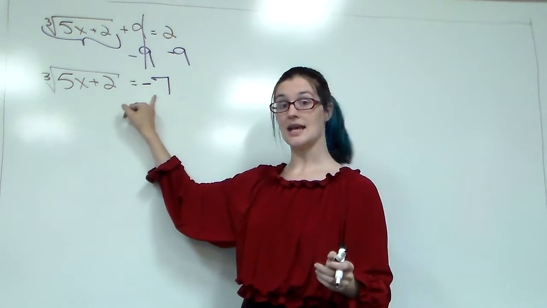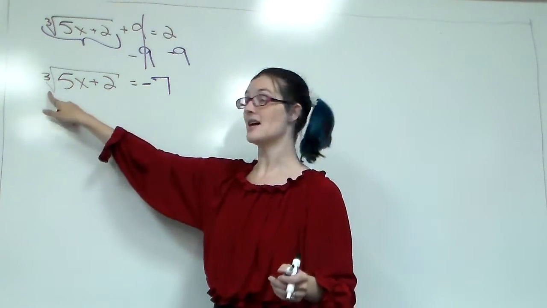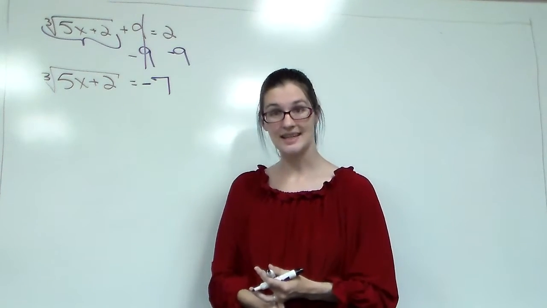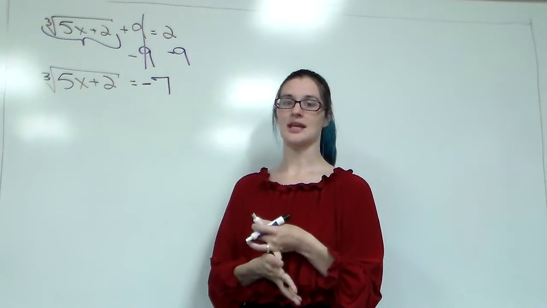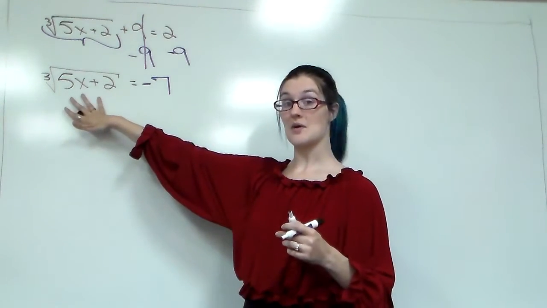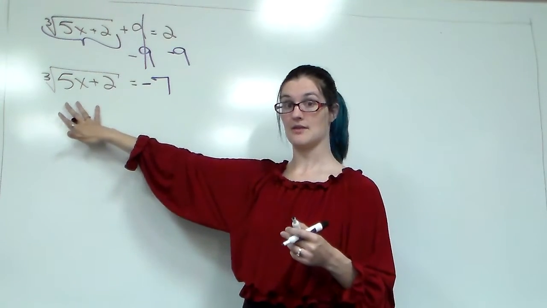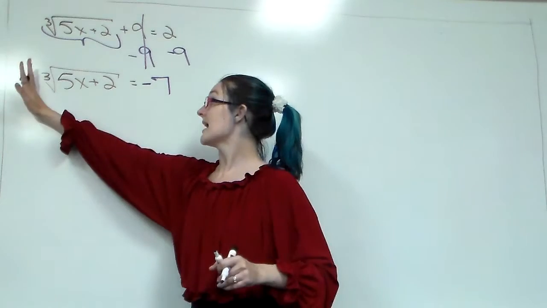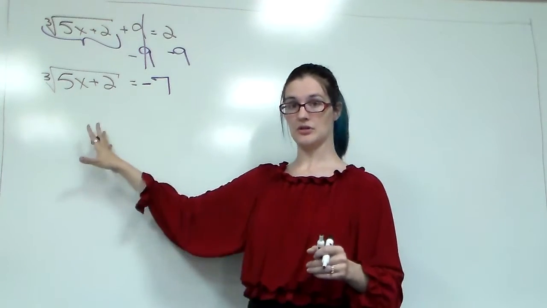It is okay to have a negative because it's an odd index equals a negative number, that's okay. If it was an even index, it'd be no solution. You can't have an even index equal to a negative number. Odd indexes, however, are okay. You can have odd indexes with negatives. So now, there's nothing else outside of the radical symbol.